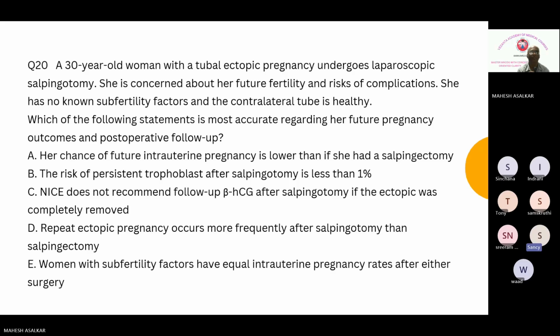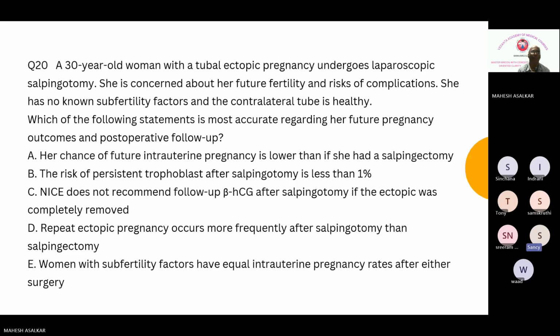So B and C are not the answer, definitely. Which of the following statements is most accurate? B and C are not the answer, definitely, sir. Her chance of future intrauterine pregnancy is lower than if she had a salpingectomy. Repeat ectopic pregnancy occurs more frequently after salpingotomy than salpingectomy. Women with subfertility factors have equal.